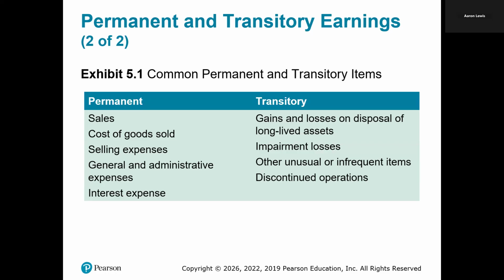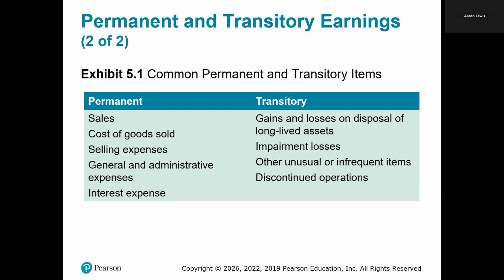So, as a recap, things that you would consider permanent earnings are things that occur every single period for your company's core operations: making sales, paying for the cost of manufacturing those goods which you turn around and sell, your selling expenses, your sales commissions, advertising, etc., your general and administrative expenses, paying your administrators, paying all of your core utilities, paying for insurance, etc., even interest expense. These are things that you would have every single period for a normal company.